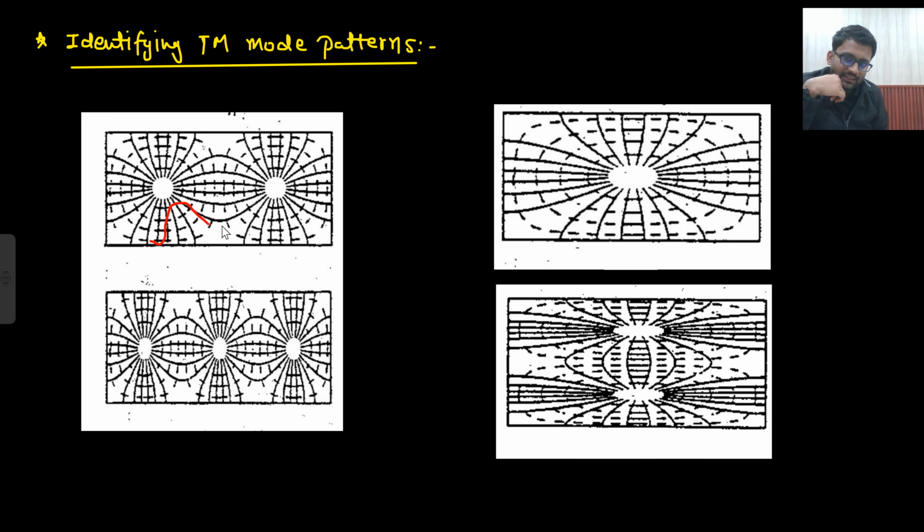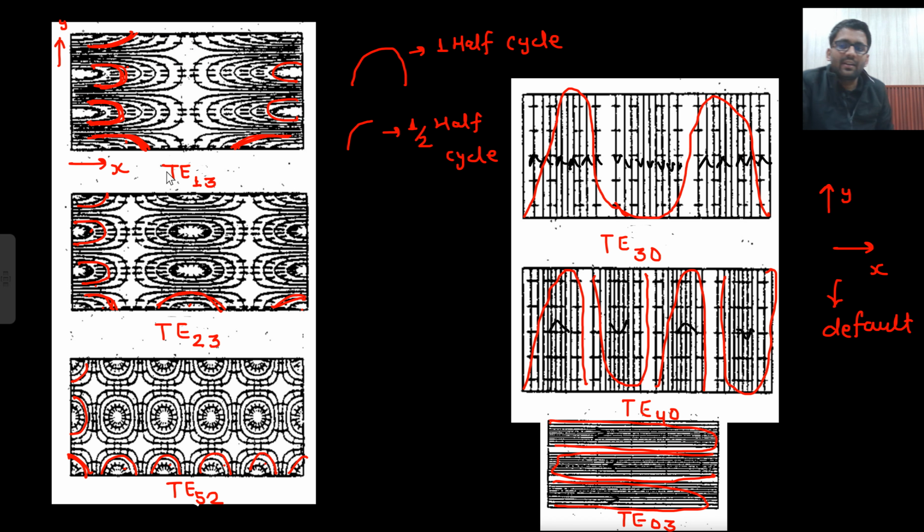Can you tell me, sir, this is 1 half cycle? No, this is not a half cycle. Half cycle has to be something like this. It is not there, neither on x axis nor on y axis. This is my x axis and this is my y axis. Neither on x axis can I see any half cycle, nor on y axis. So certainly this is TM mode. Here can you see any half cycle? No, TM mode. Here? No, TM mode. Here? No, TM mode.